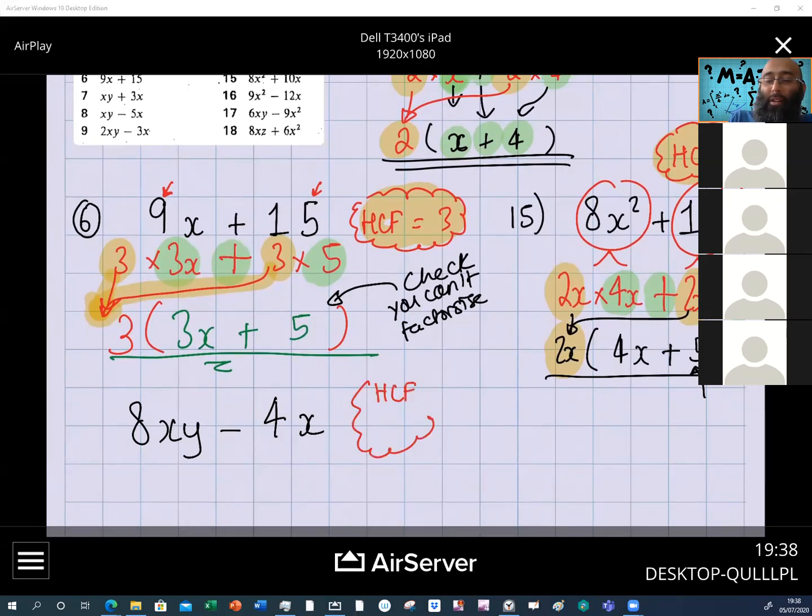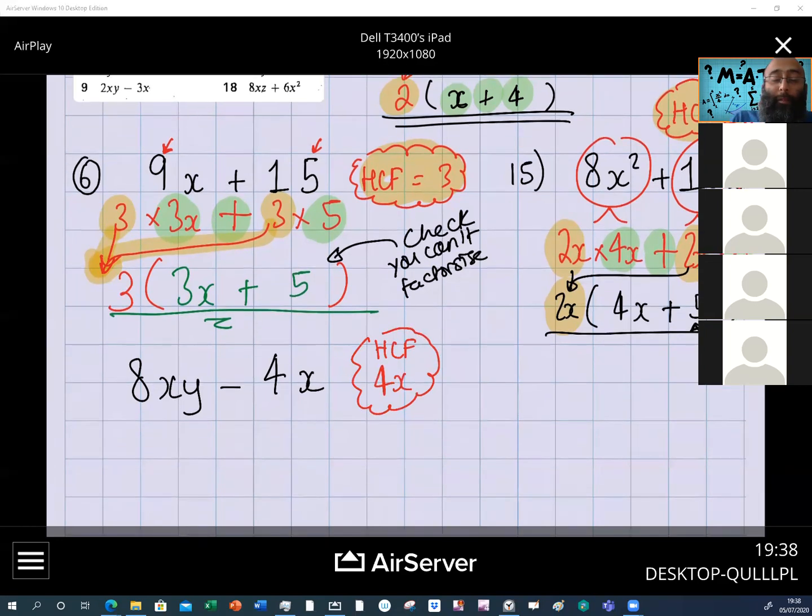Let's go. 4x. Okay, it is 4x. Fantastic, young man. So you got 4x is the highest common factor. So let's rewrite 8xy into 4x multiplied by 2y. Okay, lovely. And 4x, you write it as? 4x times 1. Ah, so you do know it, the trick.